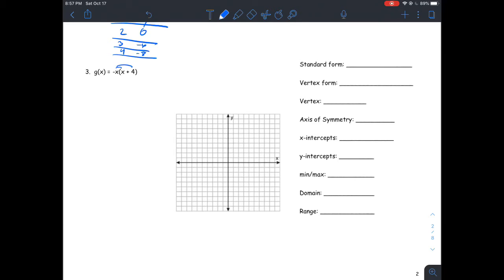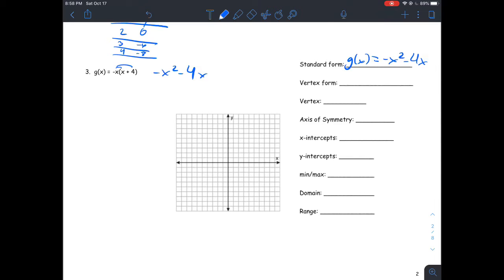You'll find out that this one doesn't have a C value. And if you recall those first ones that we factored on that finding zeros sheet, when there's no C, all you can do is take an X out. So when you put that back in, you get negative X squared minus 4X. All right. So the standard form of this function would be g of x equals negative x squared minus 4x. And then again, in terms of finding the vertex form, we need to complete the square, right?